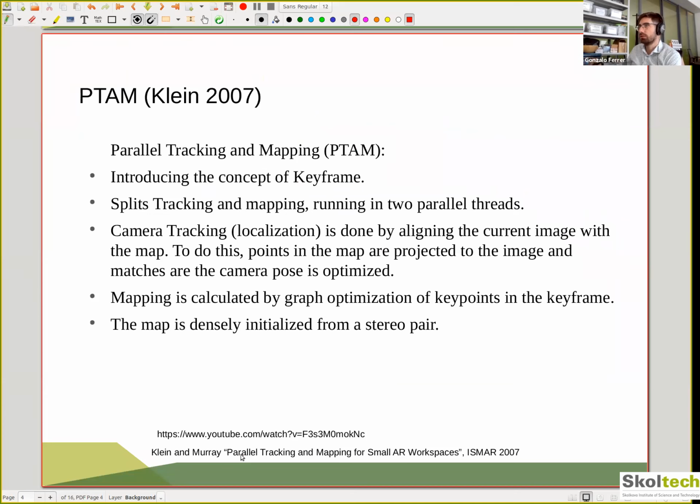Okay, let's move to the second technique that I would like to introduce today. It's called PTAM, right? So this stands for parallel tracking and mapping. And we started discussing some of these things yesterday, if you remember, but I'm going to formalize them a little better, right? So they were introducing the concept of keyframe. And let me explain what this is, right?